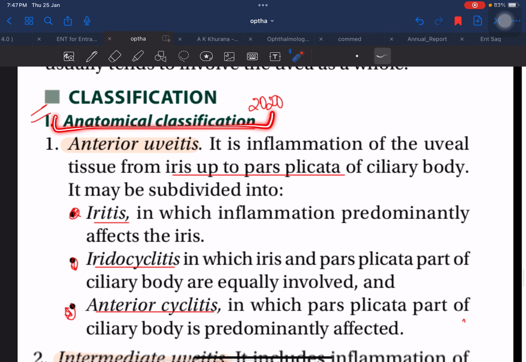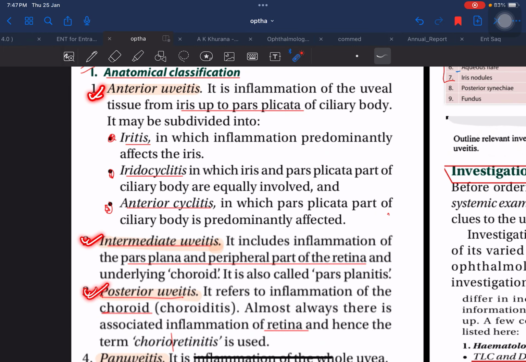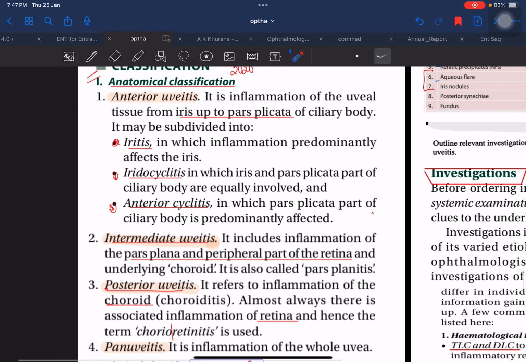Talking about anatomical classification, the types are anterior uveitis, intermediate uveitis, posterior uveitis, and panuveitis. As the name suggests, anterior uveitis includes the anterior-most uveal tissues like the iris, that is iritis, and iridocyclitis, that means iris along with some part of the ciliary body, the pars plicata. But anterior cyclitis, what does this include? It includes the pars plicata of the ciliary body. Since we know the ciliary body consists of two parts, pars plana and pars plicata, the pars plicata is involved in anterior uveitis.